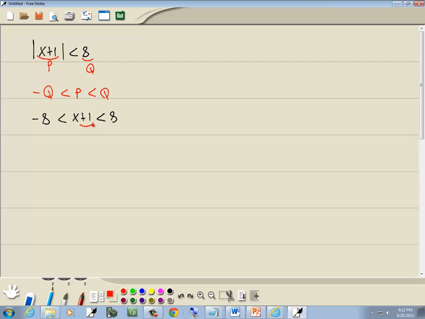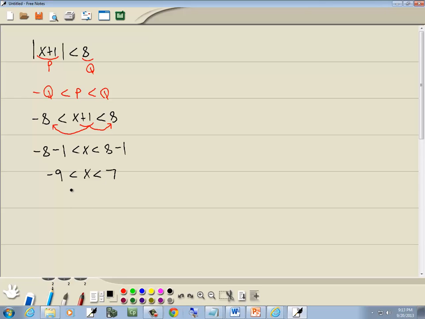So I'm going to take this 1 and move it not only to the right side, but also to the left side. Remember, when you take anything across your inequality symbol, the sign changes. So the positive 1 becomes a negative 1. And it also becomes a negative 1 over here. At any step, combine together like terms, combine together numbers. Negative 8, negative 1 is negative 9. It's less than x. And 8 minus 1 gives us 7.